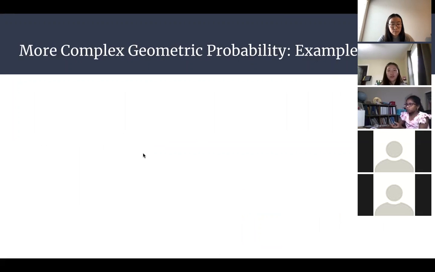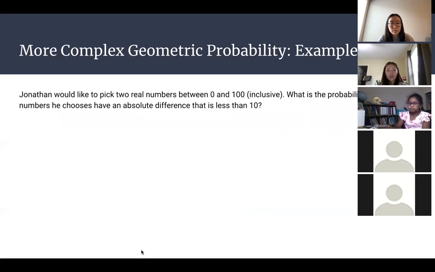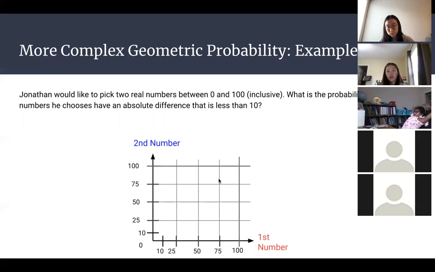All right, so we are going to do another one similar to the one we just did. Jonathan would like to pick two real numbers between 0 and 100 inclusive. What is the probability that the numbers he chooses have an absolute difference that is less than 10? An absolute difference just means the difference between those two numbers is less than 10.